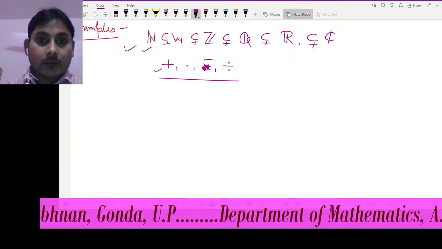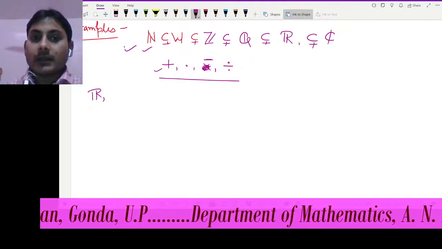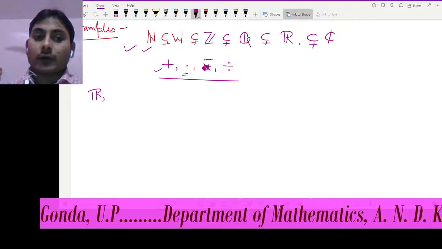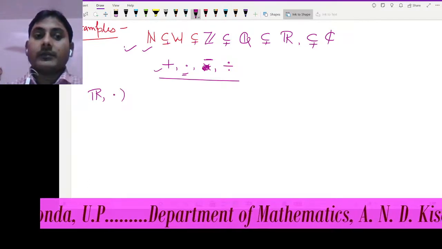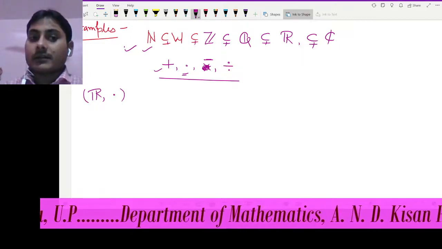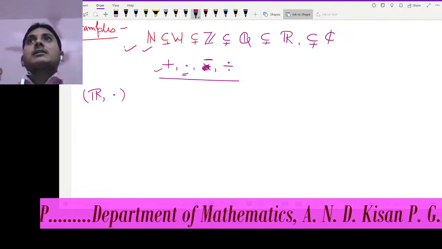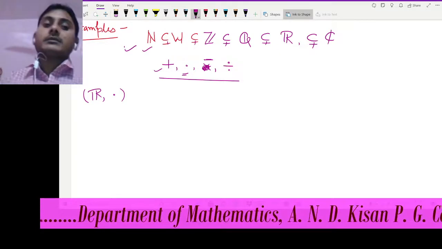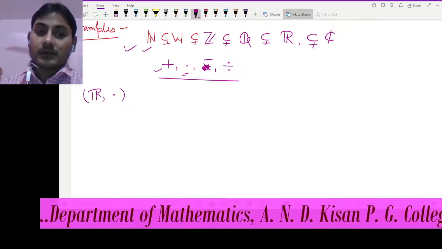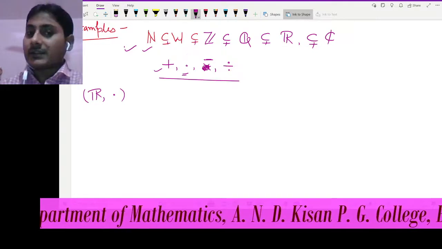You know this R is a collection of all real numbers, and here is a dot symbol. If we take R with dot, then you can see that this particular collection doesn't form a group with respect to this given operation. There is a reason behind this one, because this is the usual multiplication.